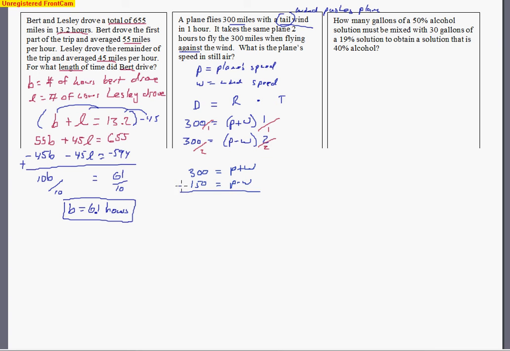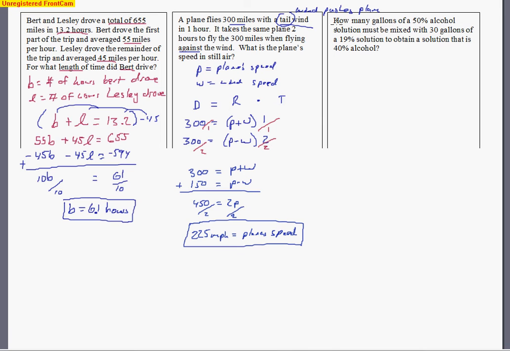So when I add that together, I get 2P equals 450. So when I divide by 2, I get my answer. Half of 400 is 200, half of 50 is 25. So 225 miles per hour equals the plane's speed. And so when it says plane speed in still air, that means just the plane speed without the wind.